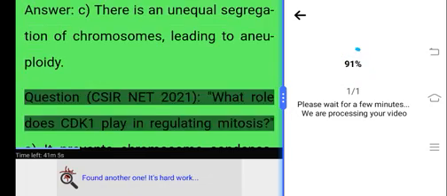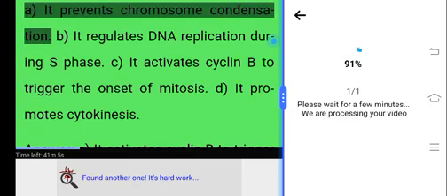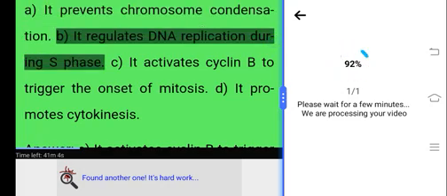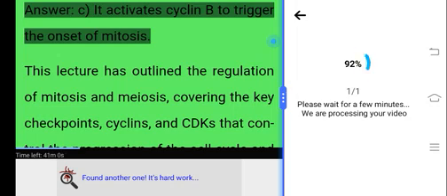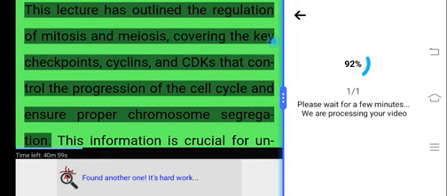Question, CSIR NET 2021. What role does CDK1 play in regulating mitosis? A. It prevents chromosome condensation. B. It regulates DNA replication during S phase. C. It activates cyclin B to trigger the onset of mitosis. D. It promotes cytokinesis. Answer: C. It activates cyclin B to trigger the onset of mitosis.